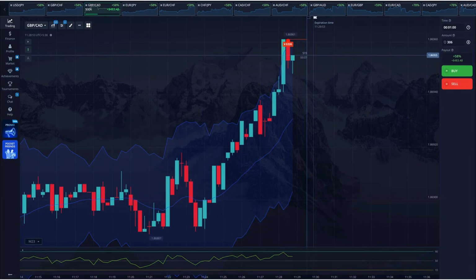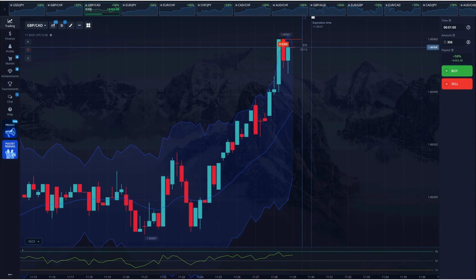Now let's get into the math. First, forget the default settings. They are too slow. Step 1. Change your chart time frame to 15 seconds. We need to see the micro movements. Step 2. Set your trade expiry time to exactly 1 minute.